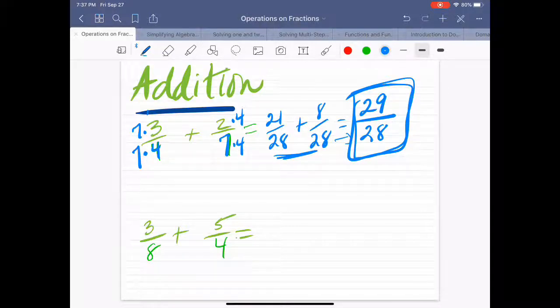Example 2, 3 over 8 plus 5 over 4. The common denominator is 32. So to get the common denominator, multiply this by 4. And remember, top and bottom by 4. Multiply the second fraction by 8. And let's simplify.